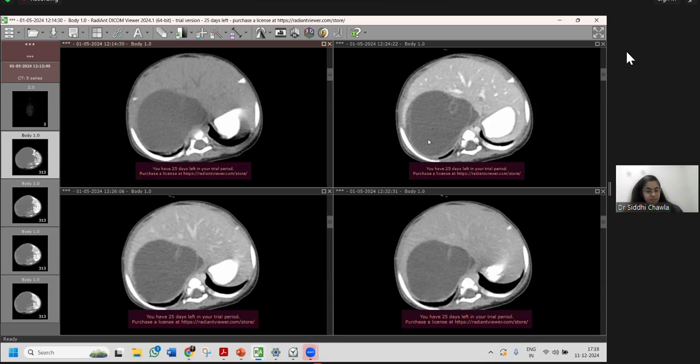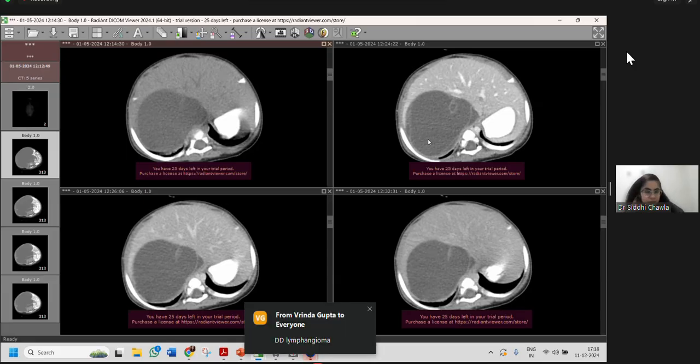So for the people who are saying hydatid, the child is a 10-month-old child. It takes time for a patient to have contact with a person who has a hydatid, or for hydatid to develop.